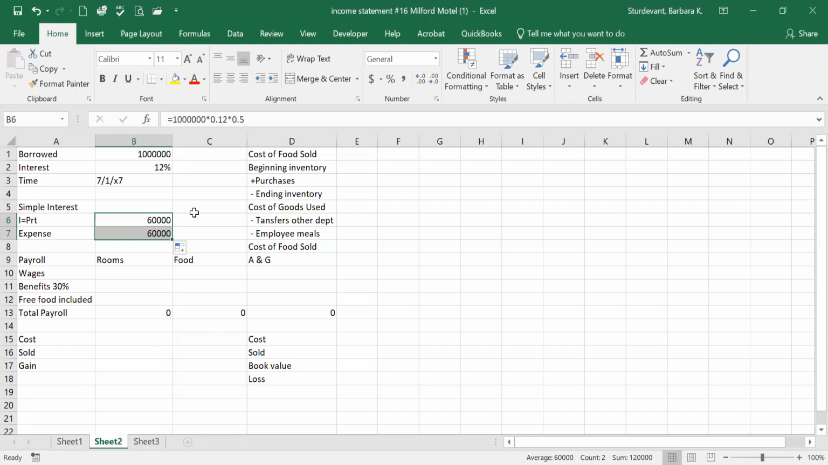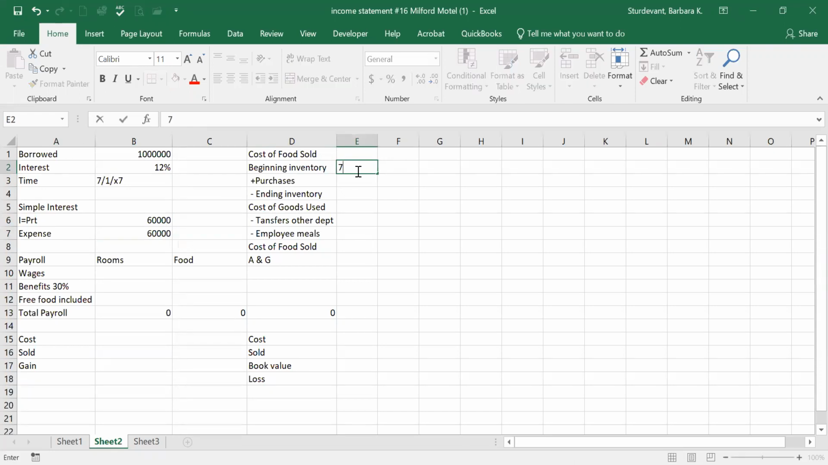All right, so let's go do cost of goods sold. So we have a beginning inventory of what? I believe beginning inventory of 7,000. And ending inventory was 5,000. And then we had employee meals. Those would have totaled to 4,000. Together. Okay. So now what you need to do is go in your list and find your purchases.